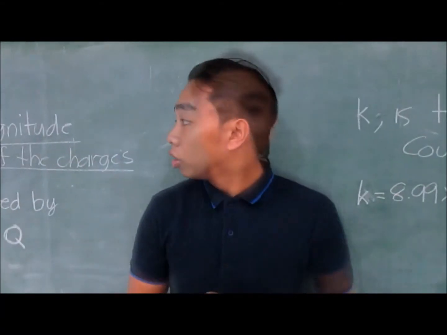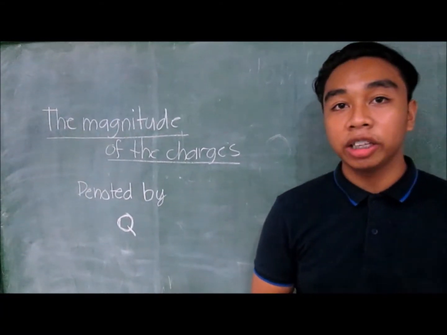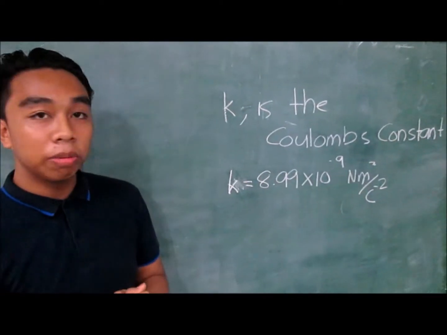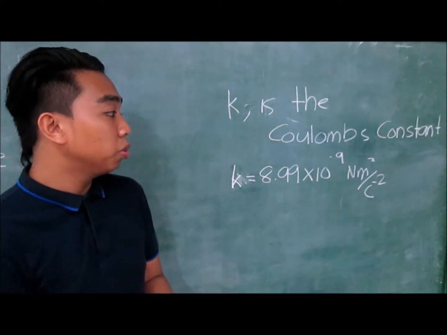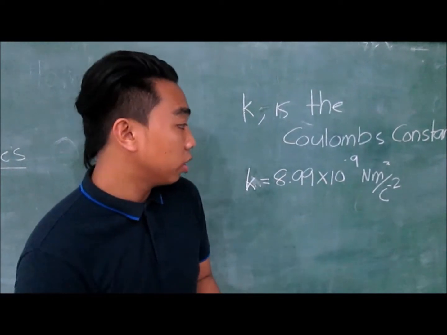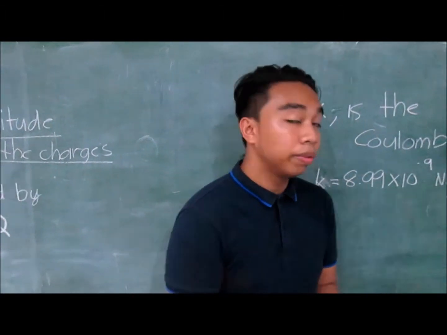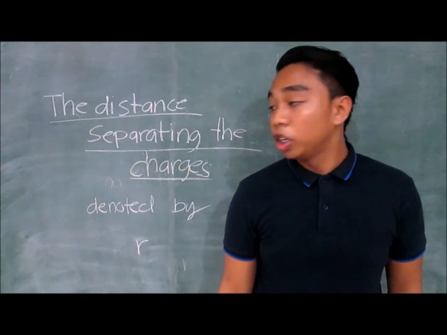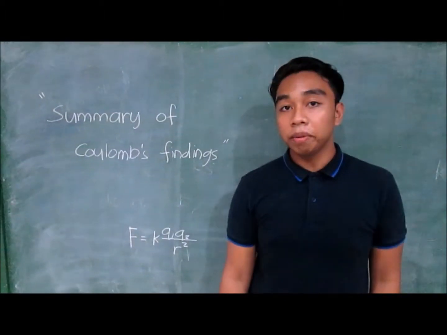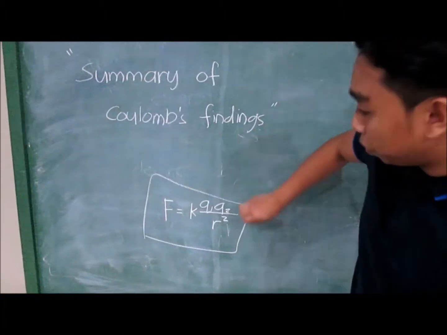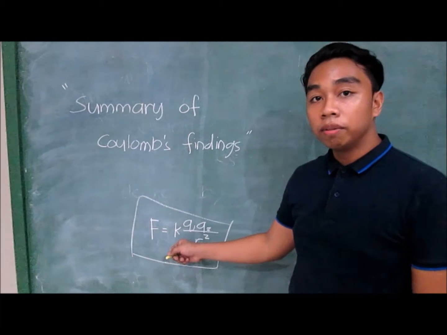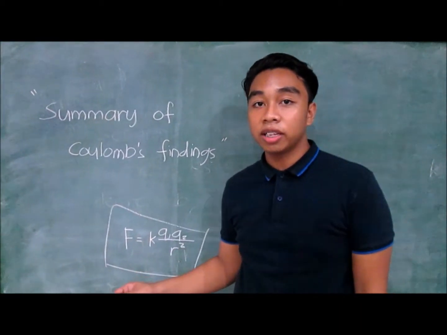Now, since we understand Coulomb's findings, let's transform these words into mathematical equations. The magnitude of the charges is denoted by the letter Q, and k is Coulomb's constant, which has the value 8.99 times 10 raised to 9 newton meter squared over coulomb squared. The distance separating the charges is denoted by the letter r. In summary of Coulomb's findings, he came up with a formula, which is F equals Coulomb's constant times the product of the two charges over the distance squared.